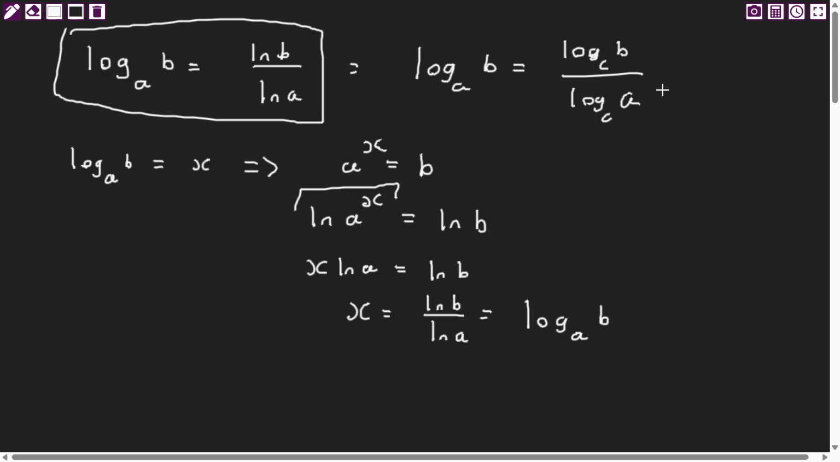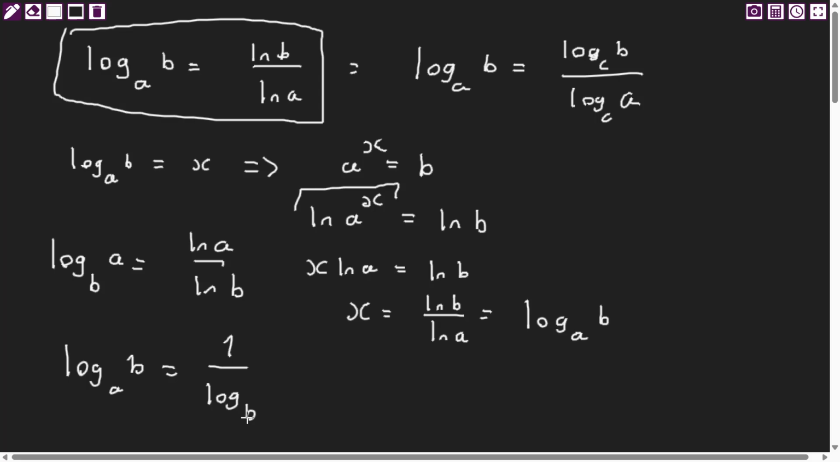And also notice another specific example of this. Because log base a of b is ln b over ln a, you could also say that log base b of a is equal to ln a over ln b. And so you can also notice that log base a of b is equal to 1 over log base b of a. So there are many corollaries to this specific result.